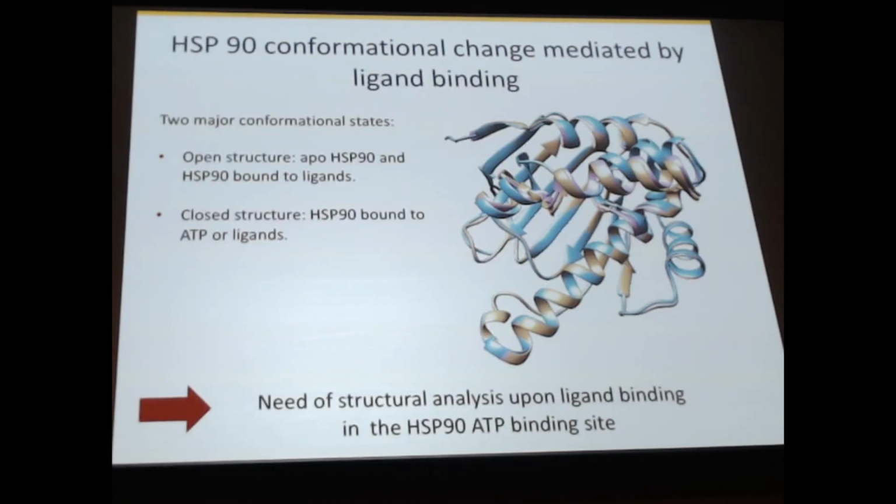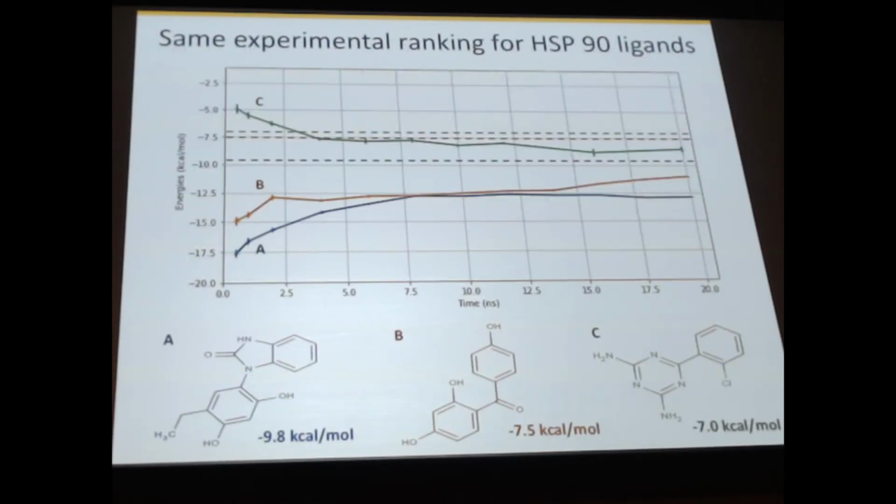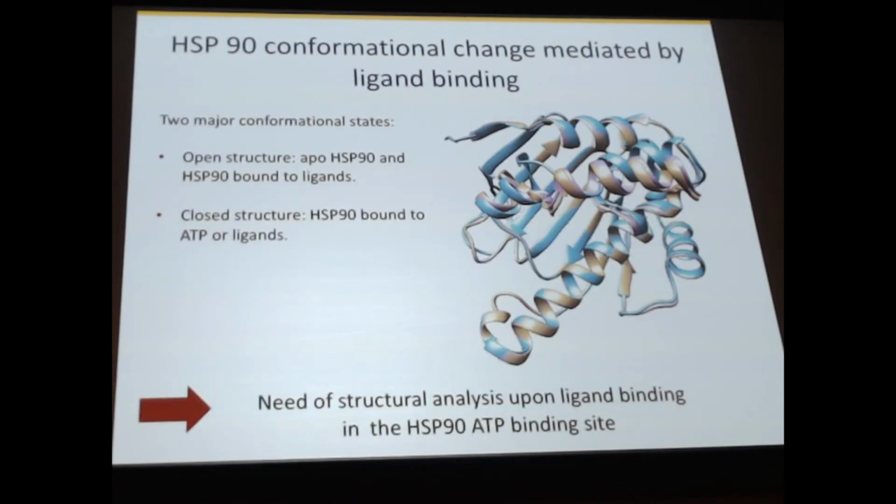After that, we wanted to evaluate the factors governing the different affinities of these ligands. Since the HSP90 ATP binding site is known to be one of the most difficult ones, because we have protein conformational changes and charged side chains inside the binding site, we decided to start with a structural study to evaluate the changes and the interactions of the protein upon binding of ligands A, B, and C.